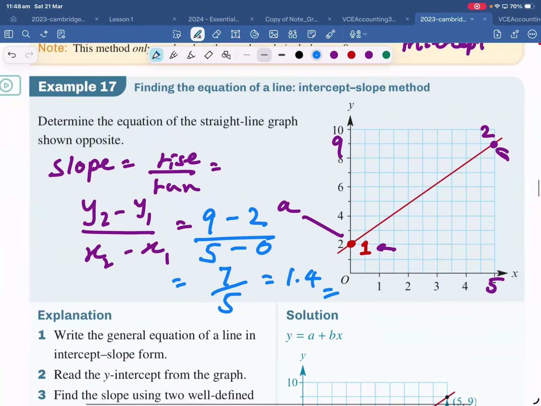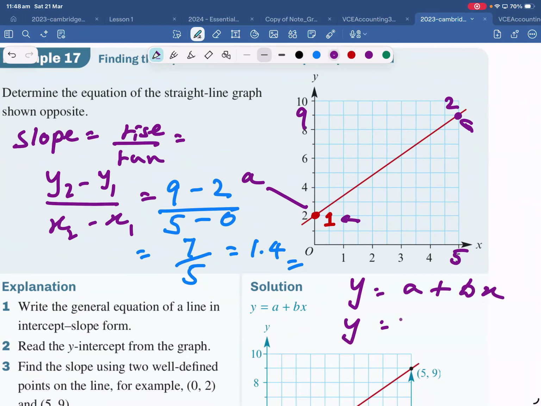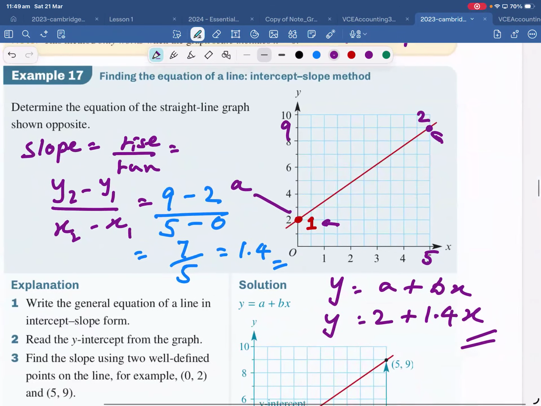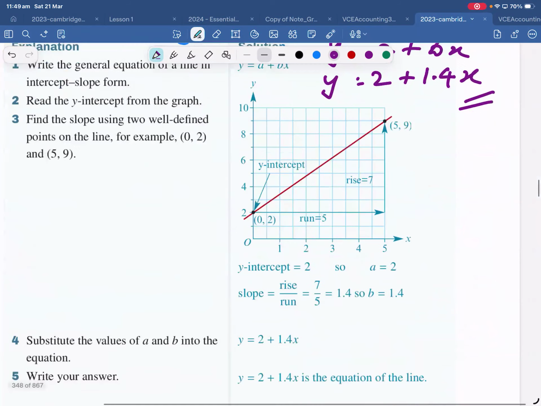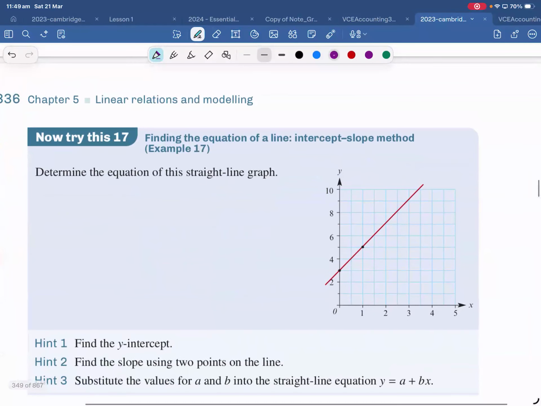So then we have the equation format: y equals a plus bx. So a we figured out to be 2, and b is 1.4, so 1.4x. Clear? Good. Try this one.